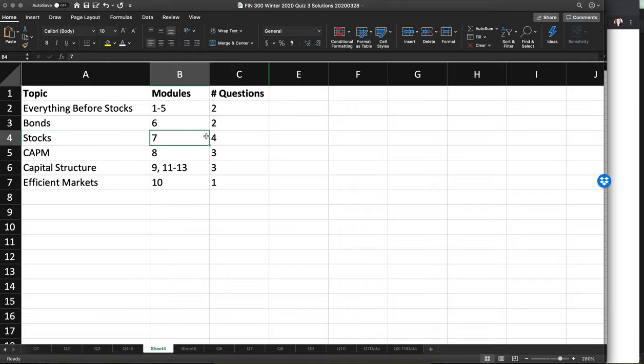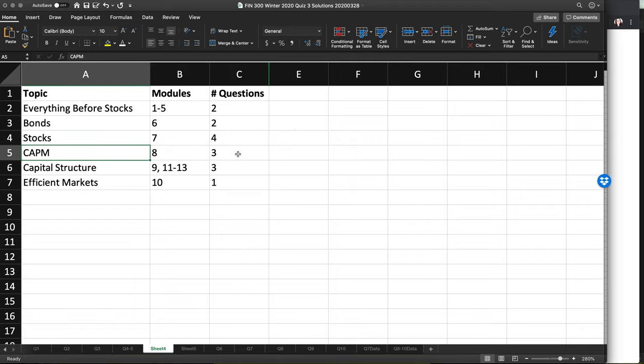You'll have stocks, module 7, that starts the material that came after. Like I started right before spring break, like I think that Wednesday, maybe the Monday, and then we finished it after spring break, and then the school closed. So you may not remember it, but you should look back at it. There will be 4 questions on that.